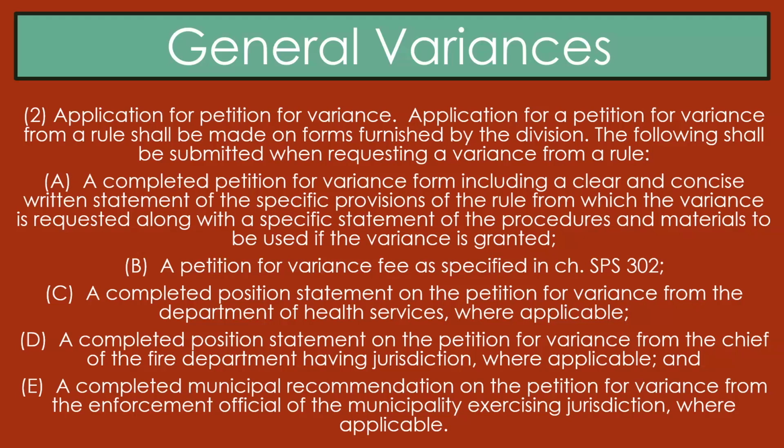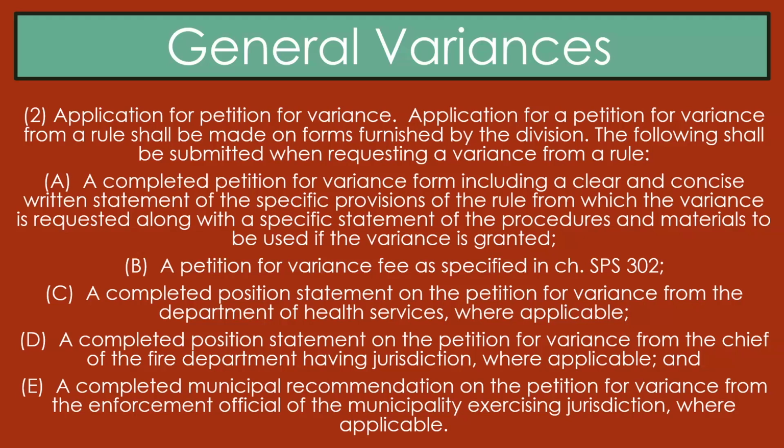So 1, a completed petition for variance form, including a clear and concise written statement of the specific provisions of the rule from which the variance is requested, along with a specific statement of the grounds and of the procedures and materials to be used if the variance is granted. So in your variance application, you have to explain what you're requesting a variance from and how you're going to achieve it. Additionally, you have to include the fee.